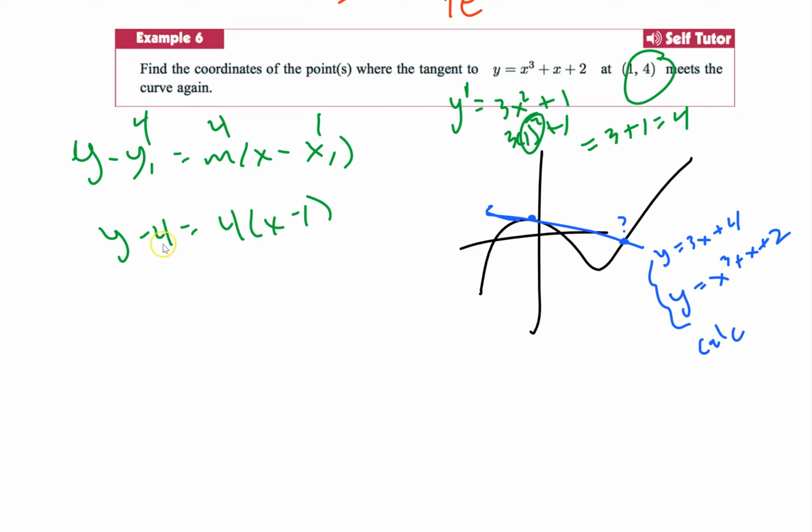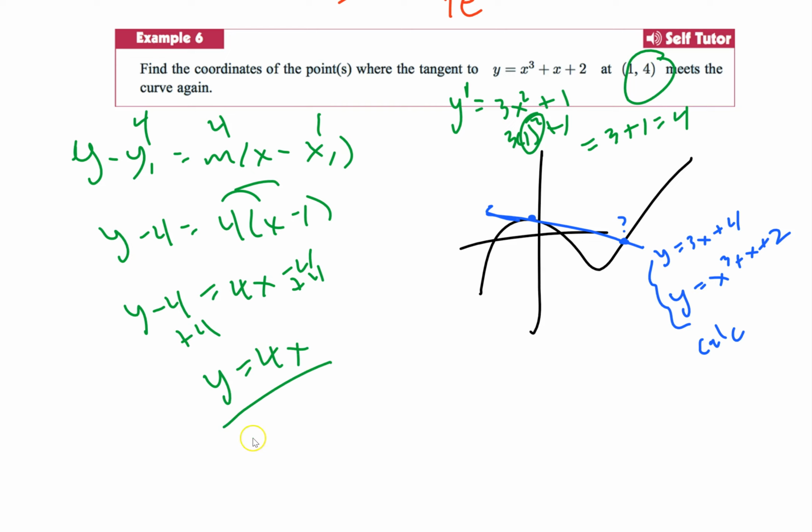Now I'm actually going to simplify, since I want to actually solve this problem, so I can put it in my calculator. So I'm going to distribute a little bit. y minus 4 equals 4x minus 4. Add 4 to both sides, and I get y equals 4x. So I have y equals 4x, and I have y equals x cubed plus x plus 2.